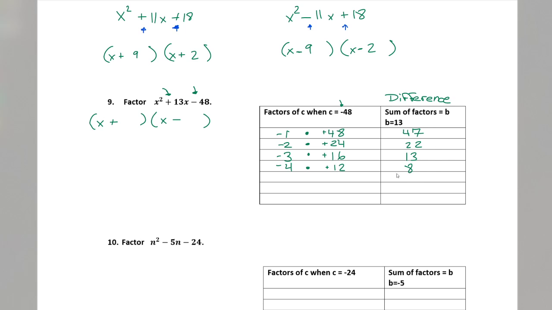And the reason I say the difference is because if we're adding a positive and a negative, it's the same thing as subtracting. So 48 minus 1, 47. 24 minus 2, 22. 16 minus 3, 13. 12 minus 4, 8. And using the difference will help us, especially when this sign is a negative instead of a positive, which we'll get to in the next problem.